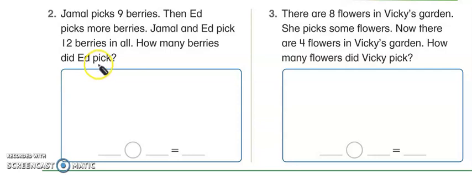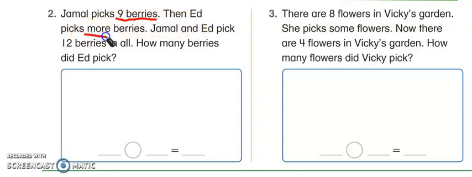You have learned different strategies. You have learned the number line. You have learned how to draw the boxes so that we can have part and whole. Also, you have learned to draw pictures, and I'm sure you know many other strategies. So let's try to figure out this problem. And first, let's read it again. Jamal picks 9 berries. Then Ed picks more berries.